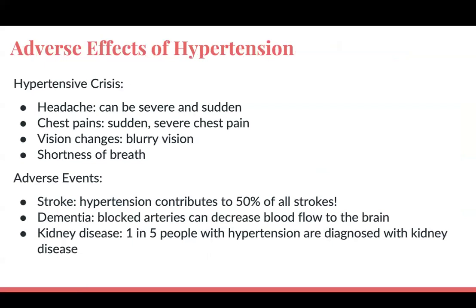And then there are some adverse effects of hypertension. One of them is a hypertensive crisis. This includes a severe and sudden headache, severe and sudden chest pains, blurry vision, and shortness of breath. Hypertension can lead to stroke, as hypertension contributes to 50% of all strokes. Dementia, because hypertension causes blocked arteries, which leads to decreased blood flow in the brain. And lastly, kidney disease. 1 in 5 people with hypertension are diagnosed with kidney disease. So preventing hypertension is important for preventing other illnesses.